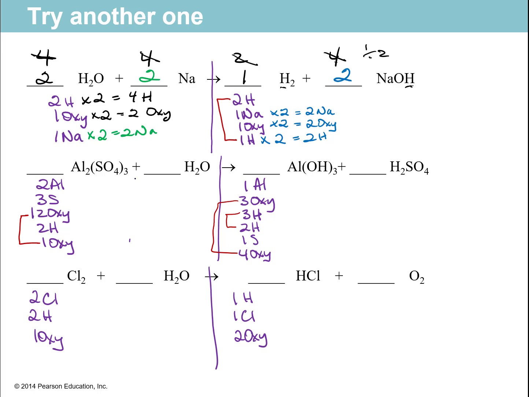The right side. In order to have 2 aluminums on the left, I need 2 aluminums on the right. So that means I have to multiply that aluminum times 2. That means the number goes in front of the molecule that has the aluminum. But now that means AlOH3 all gets multiplied by 2. So times 2, times 2. So now I got 2 aluminum, 3 times 2 is 6 oxygen, 3 times 2 is 6 hydrogen. So now balance the next simplest. So which one's that?